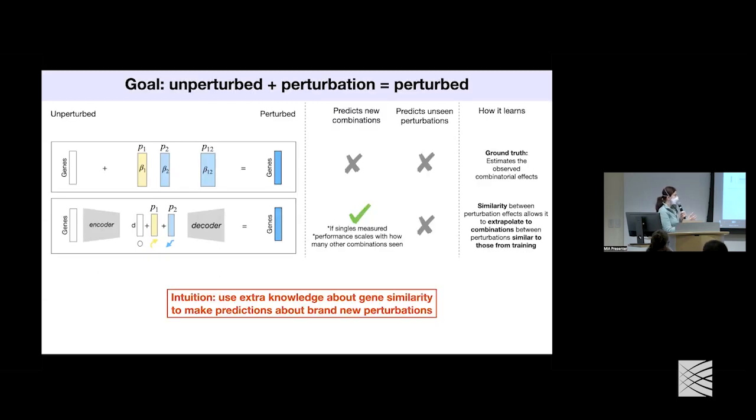So the intuition is, specifically for perturbations that knock out or perturb genes, we can use extra knowledge about similarity between genes, from co-expression networks or from pathway membership, to make predictions about brand new perturbations. So if we have a perturbation we measured and we know it's in the MAPK pathway, and there's another perturbation we haven't measured but still in the same pathway, we might make a similar prediction. That's what we are going to do now.